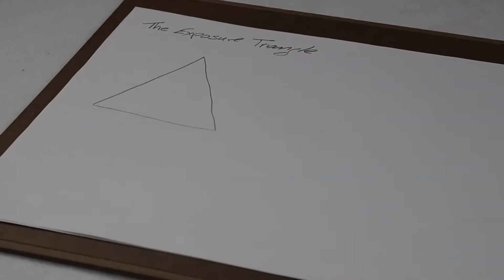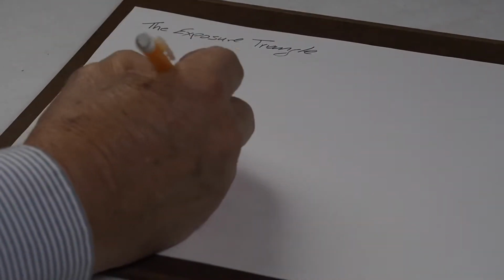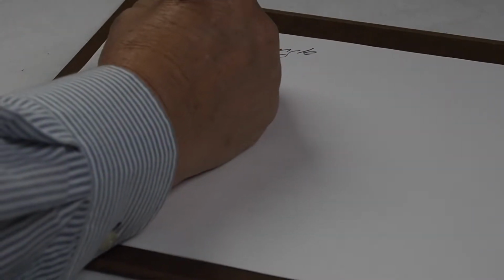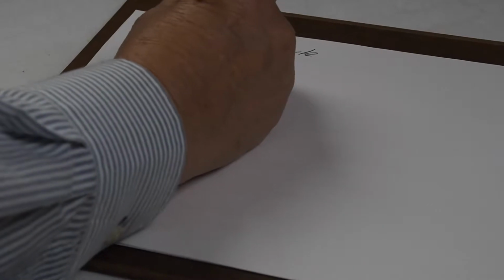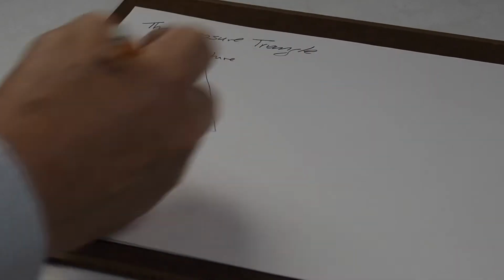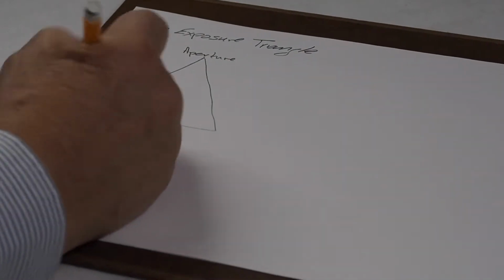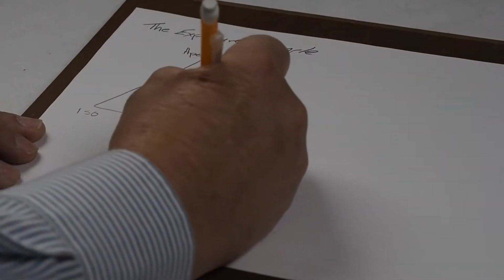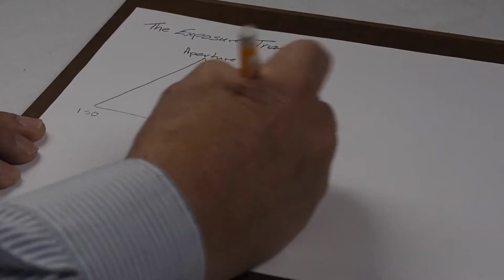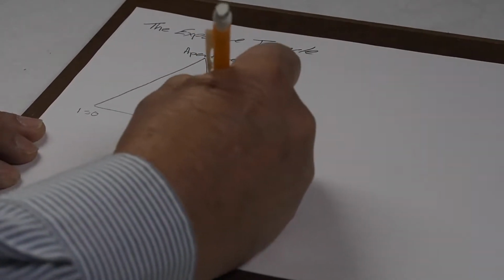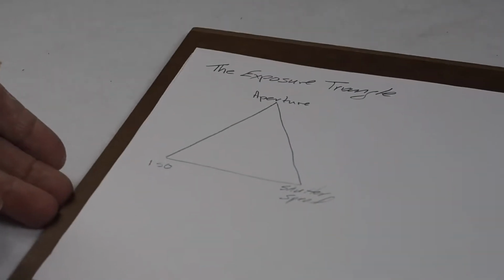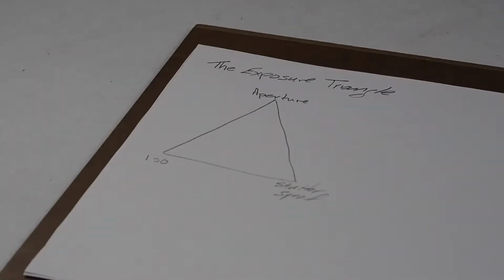And the three elements at each of the corners of the triangle are aperture, ISO, and shutter speed. So, what we have is controls. So these, I refer to these as controls.